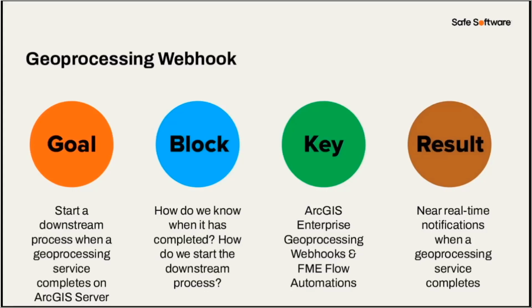So our goal with this demo is to start a downstream process when a geoprocessing service completes on ArcGIS Server. And the blocker in this case might be, how do we know it's completed? How do we start that downstream process? And of course, as we've seen so far, the solution is going to be a webhook, in this case, an Enterprise geoprocessing webhook and an FME Flow automation to catch that webhook message. And the result will be near real-time notification whenever a geoprocessing service completes.